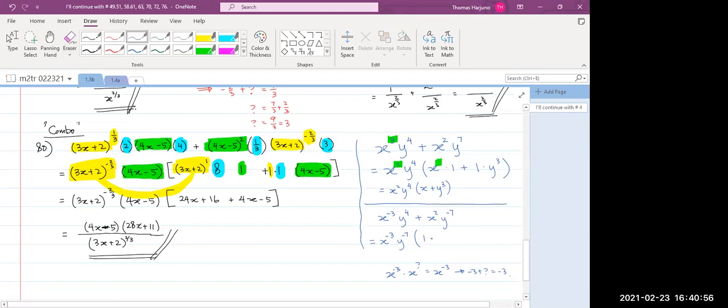And how about the y to the 4th? Y to the negative 7 times y to what power equals y to the 4th? Negative 7 plus what gives you 4? 11. That's right. Continue. X to the negative 3 times what gives you x squared? 5. Okay, and then the y to the negative 7 times 1 gives us y to the negative 7.